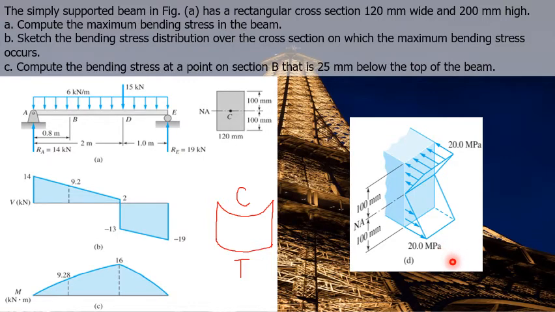Notice also that the compressive and tensile stresses are equal in magnitude. Why? Because we have a symmetric cross-section, wherein our C is both equal to 100 millimeters. And you might ask why we have a zero bending stress at the neutral axis. Why? Because our C at the neutral axis is simply 0, which results to a 0 bending stress. Okay?